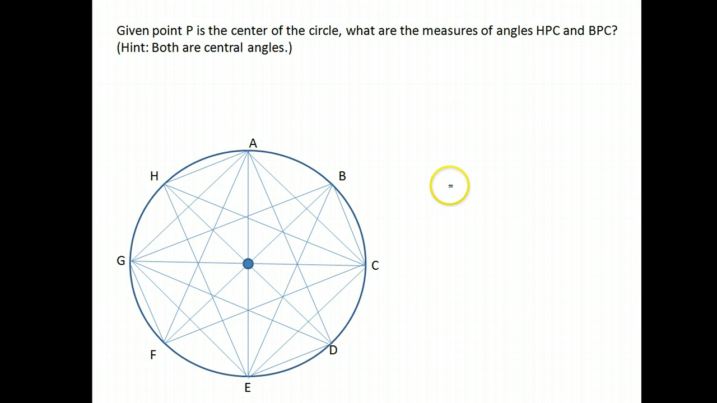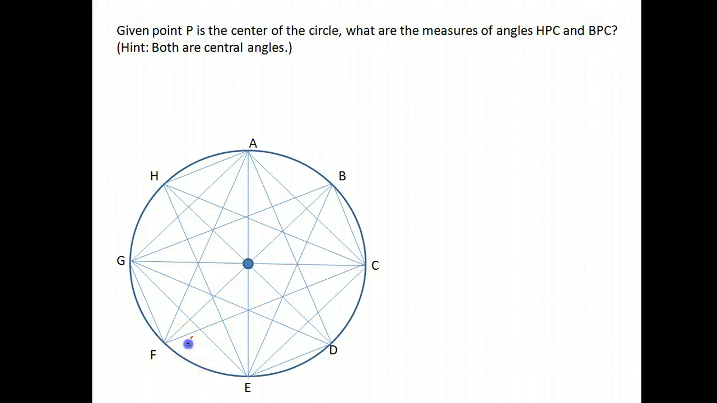Again, I still have the same figure. You still have a different figure from me, so make sure you go off of your figure and not mine. Just use the same process. Given point P is the center of the circle, what are the measures of angles HPC and BPC?